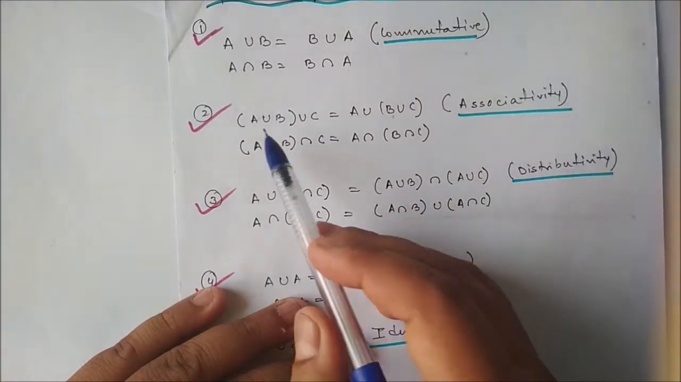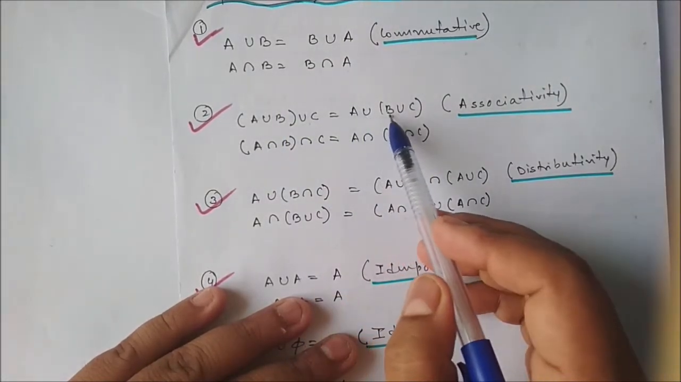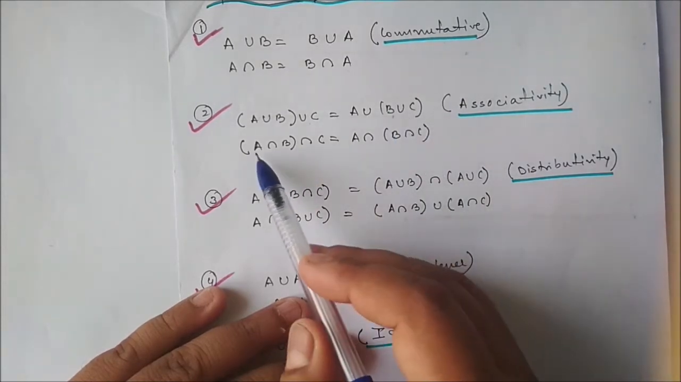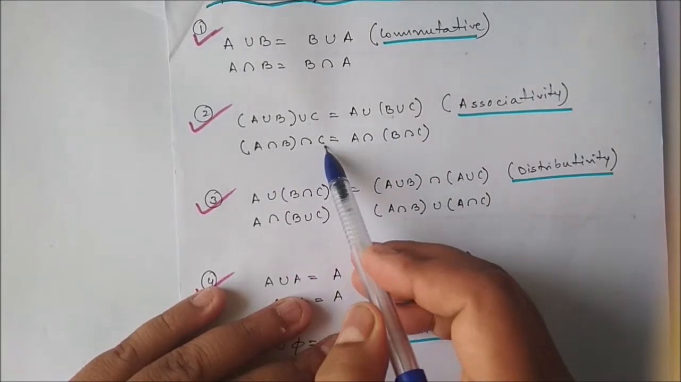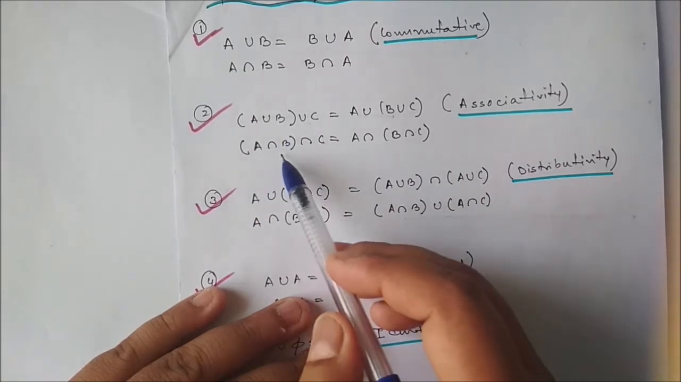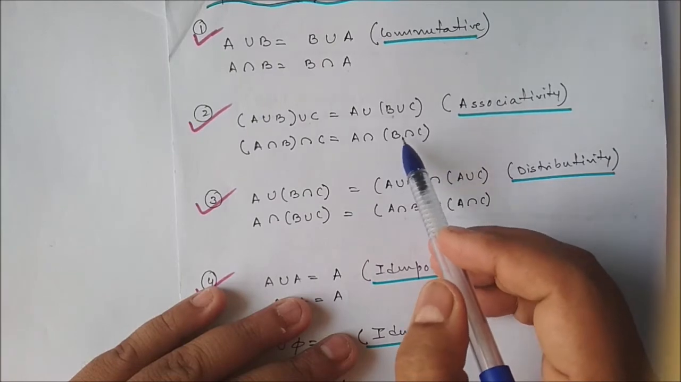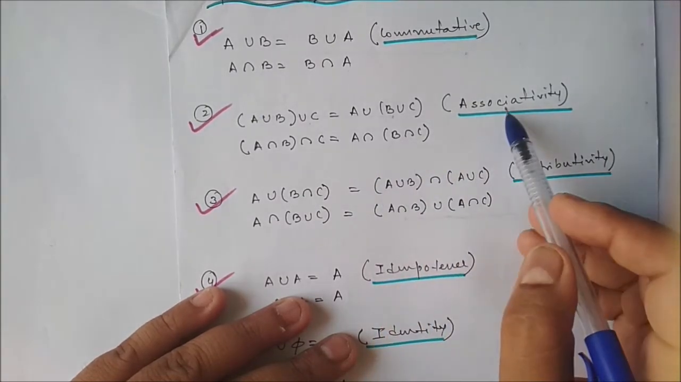Associativity is what? Very simple. A union B union C is equal to A union with B union C. Similarly, A intersection B, then the resultant intersection with C, equals B intersection C, with the resultant intersection with A. It is called associativity.